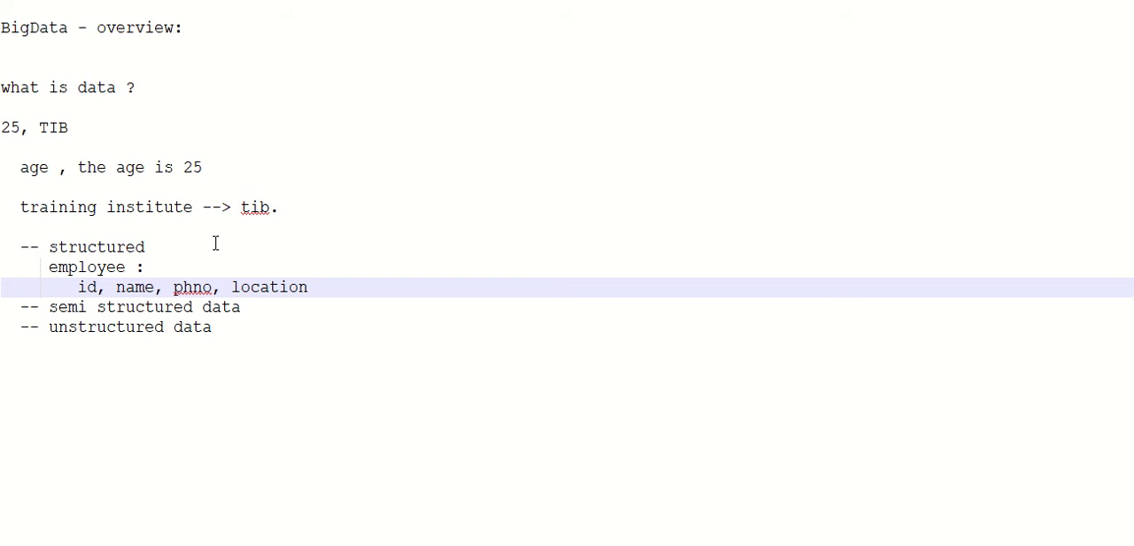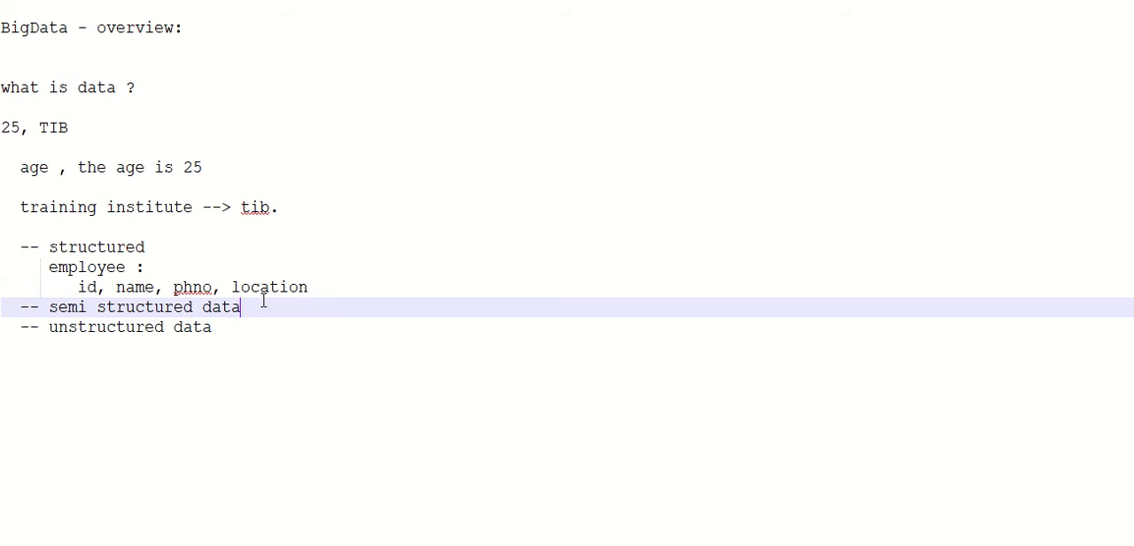And apart from this I would be storing semi-structured data, which is nothing but like notepad text files, all these things that would have some sort of pattern to process the data. And unstructured data, obviously, is the data which doesn't have much pattern to process, like images, audio files, video files, all these things. So what I could conclude is, I do have different varieties of data: structured, semi-structured and unstructured data.